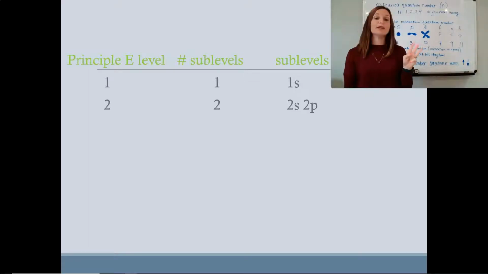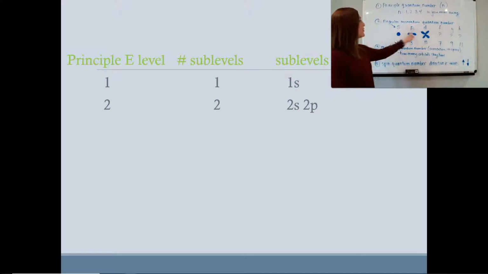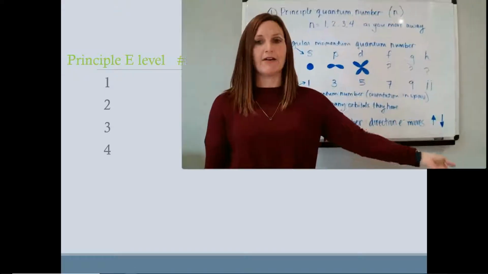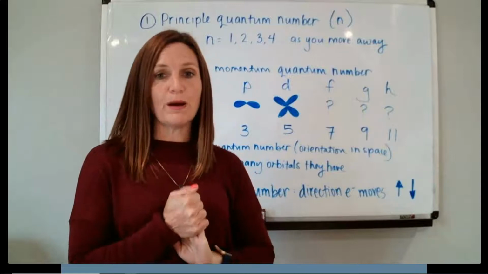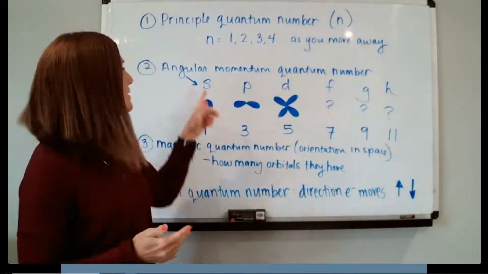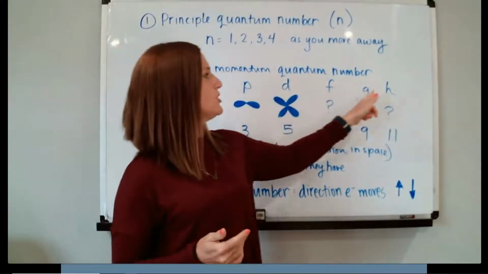So if I had 3 sublevels, which ones do you think they would be? 3S, 3P, and 3D. Perfect. Good. Fourth sublevel would be 4S, 4P, 4D, 4F. So one thing we do need to memorize is this order of orbitals filling. So it's S, P, D, F, G, H.